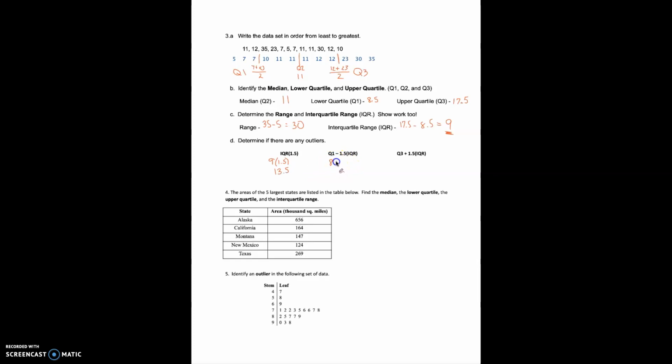We're going to subtract it from our lower quartile. And we're going to add it to our upper quartile. So 8.5 minus 13.5, we're going to get -5. Any smaller than -5? No. 17.5 plus 13.5, we get 31. Any larger than 31? Yes, actually there is a number larger. So I'm just going to change the color here. What's our outlier? 35 is the outlier.